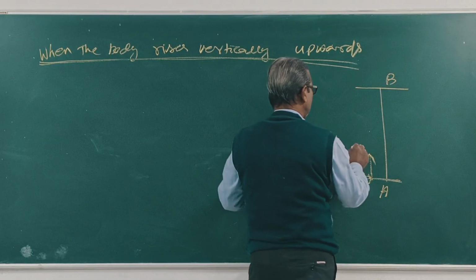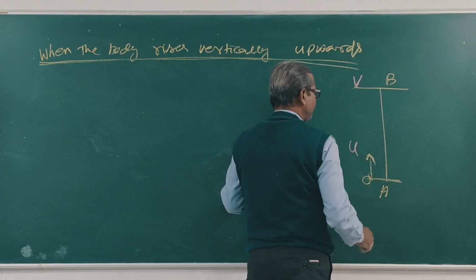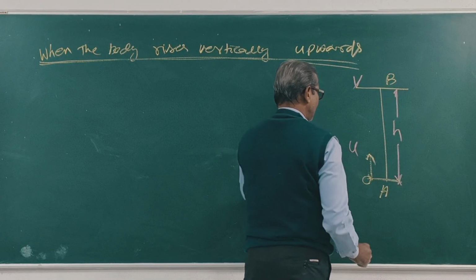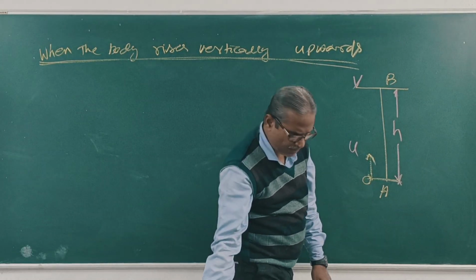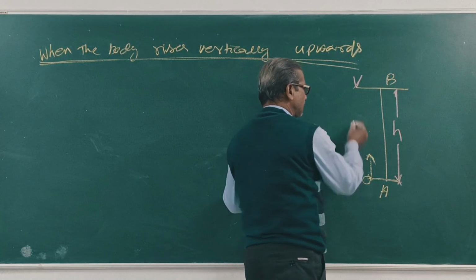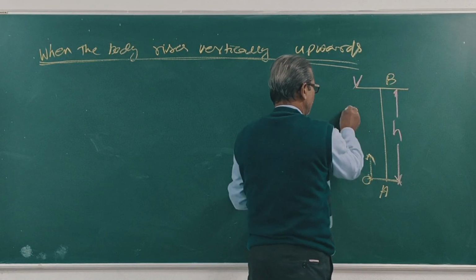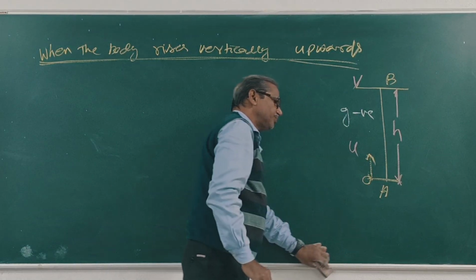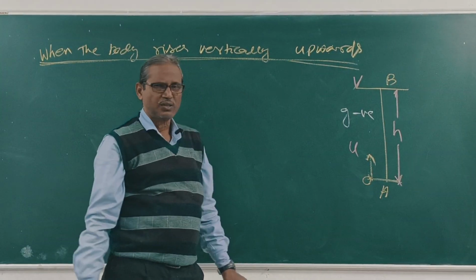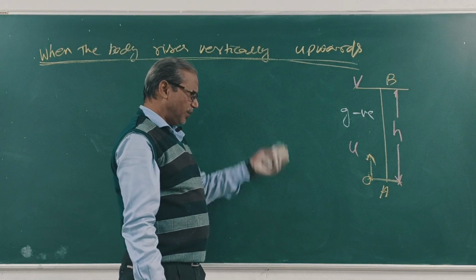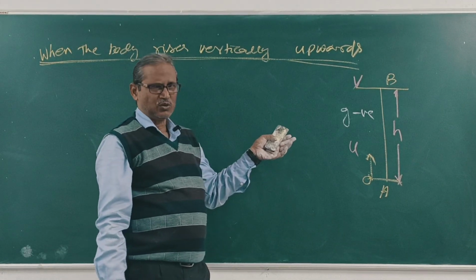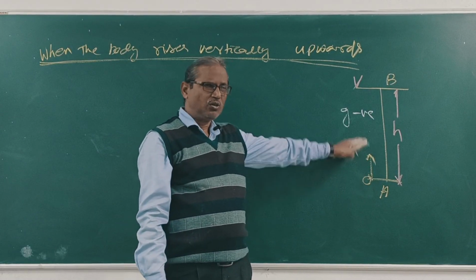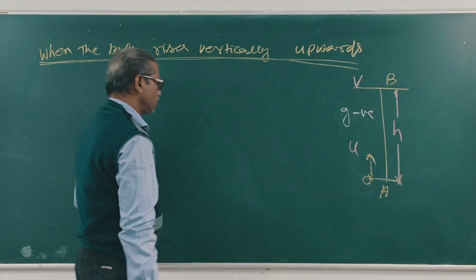Its initial velocity is u, final velocity v. So in this case, the height is h. And when the body moves upwards, g is negative. So when the body rises upwards, the acceleration due to gravity is negative. Height h, initial velocity u, final velocity v.